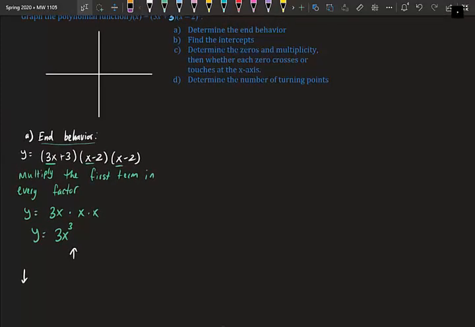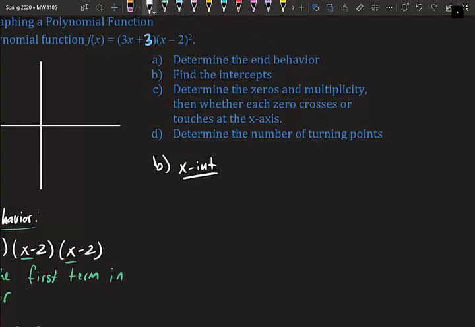Alrighty, part B. Let's find our intercepts. So we have two types of intercepts, x and y. Let's first find the x and then we'll find the y-intercept. To find the x-intercept, we make y equals 0. But it's already factored, so we just set each factor equal to 0. We'll have 0 equals 3x plus 3. And then we have 0 equals x minus 2. You don't have to write it twice because we just know 2 repeats itself. So we don't need to write it twice. Remember, all that little exponent of 2 tells us is the multiplicity. So we'll get to that. Let's go ahead and solve for our intercepts.